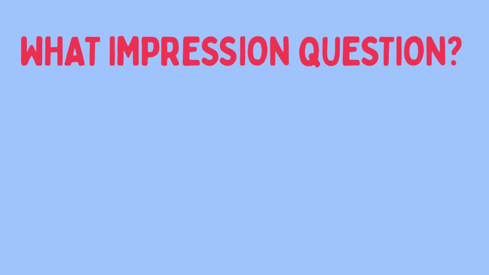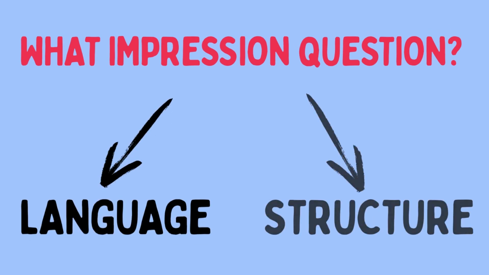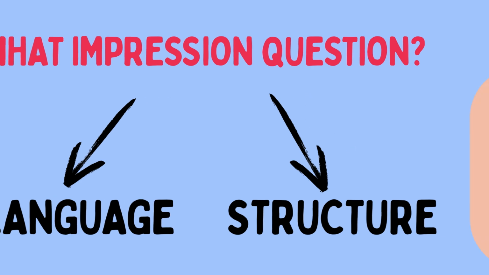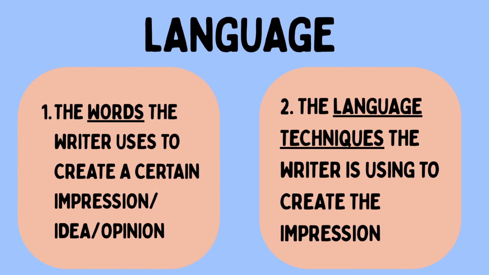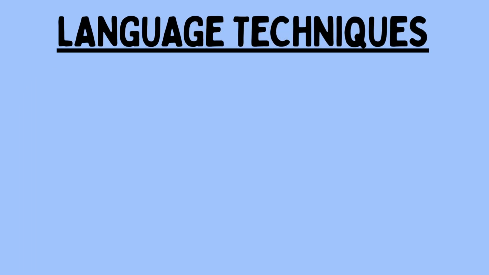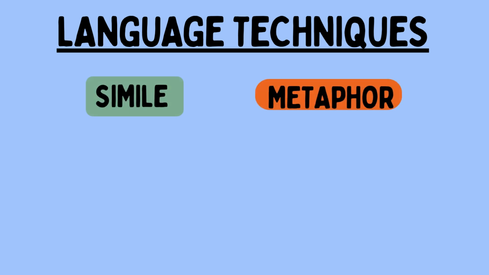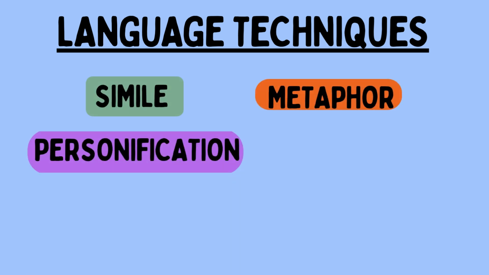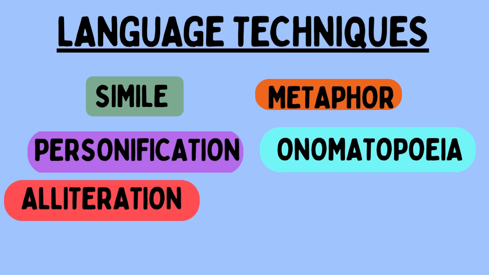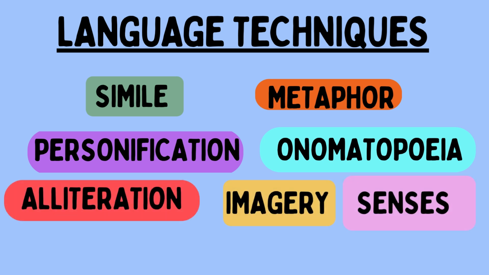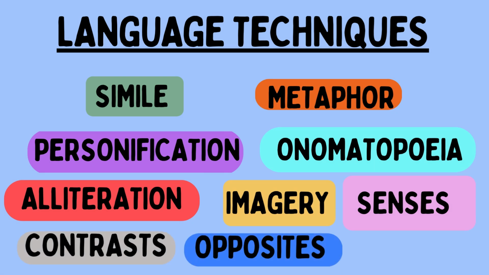When you're answering this question, you need to think about both language and structure. And when we talk about language, we're looking at the actual words and techniques the writer uses to shape how we feel. Writers choose language very carefully to build a certain atmosphere or mood. And some of the most common techniques you might spot include similes, metaphors, personification, onomatopoeia, alliteration, imagery and the senses, contrasts and opposites, and allusions.